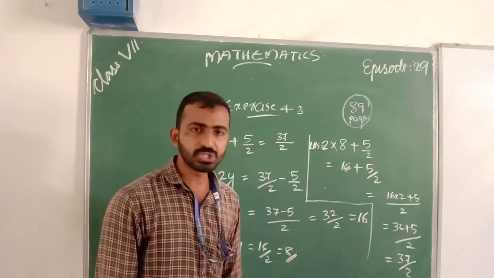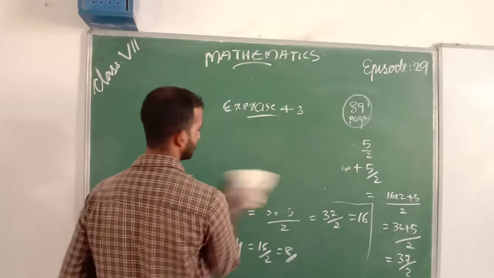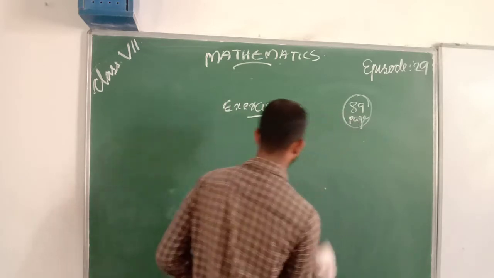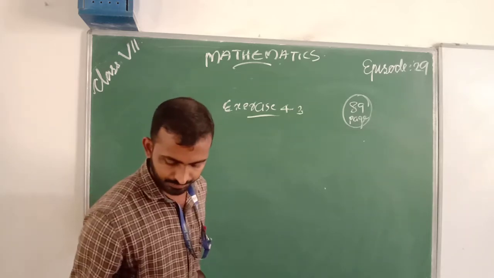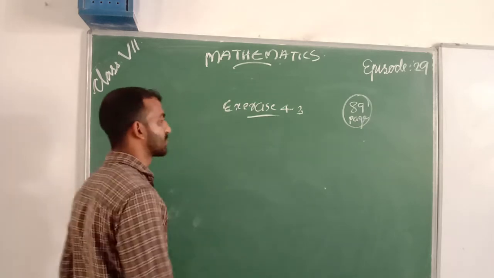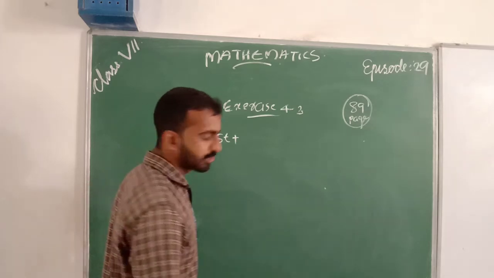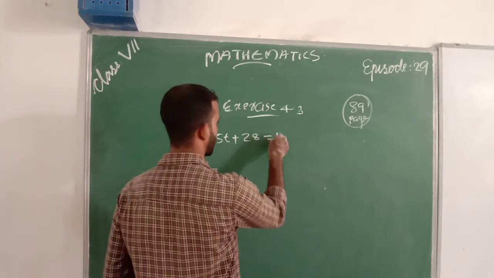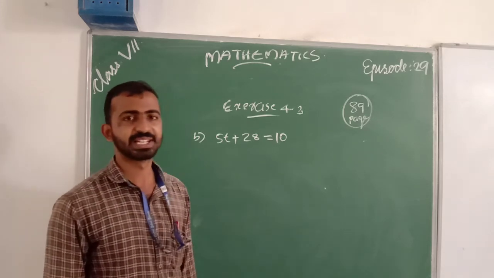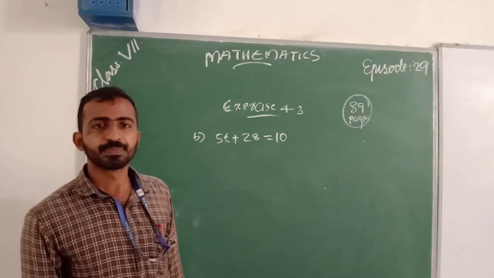And the second question, the B part, is 5t plus 28 equal to 10. Can we start? Are you ready? Okay, good. Can you find the solution?